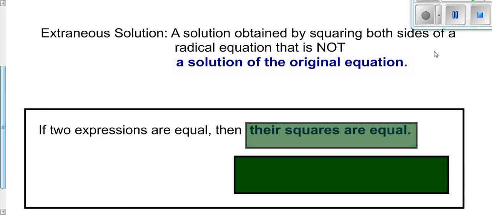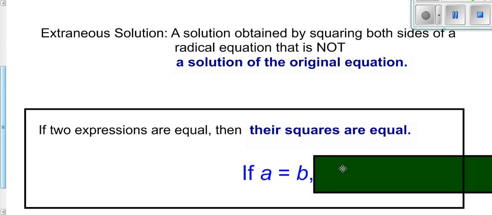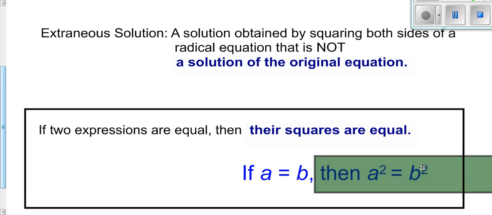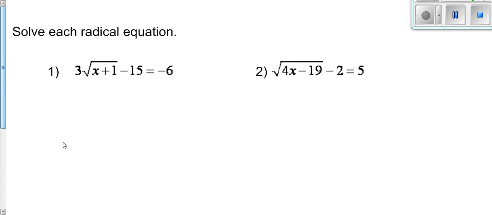To use that equation solving strategy, we need to point out that if two expressions are equal, then their squares are equal. So if a equals b, then a squared equals b squared. Now that's not a two-way street. 4 squared is 16, negative 4 squared is 16, but 4 doesn't equal negative 4. And that's really the idea behind extraneous solutions. Sometimes when we go back that way, we can have things whose squares are equal, but the original numbers aren't equal. We'll take a look at some examples and see how this works.